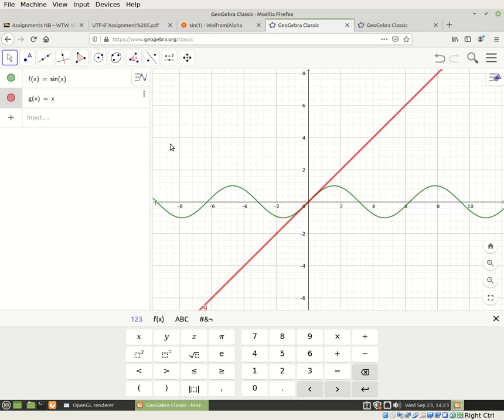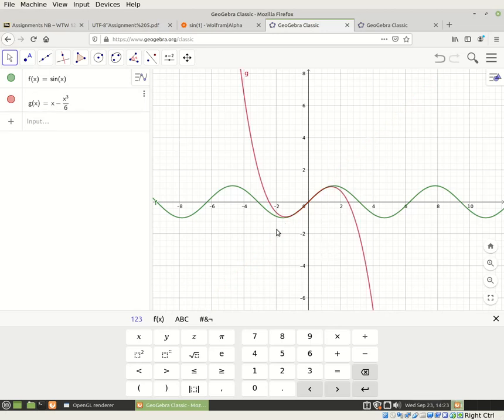Now I'm going to add another term: minus x cubed over 3 factorial. And we see we get an even better approximation. And now I'm going to say plus x to the 5 over 5 factorial, and we get an even better approximation. Up to about 2, we have a fairly decent approximation for sine. And then later on, the polynomial tends to blow up.